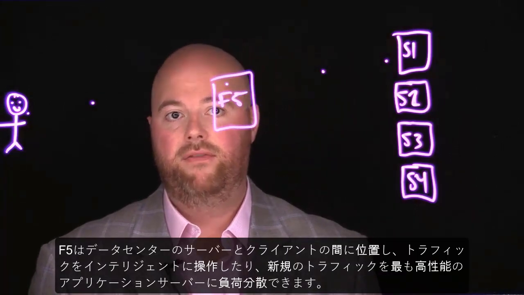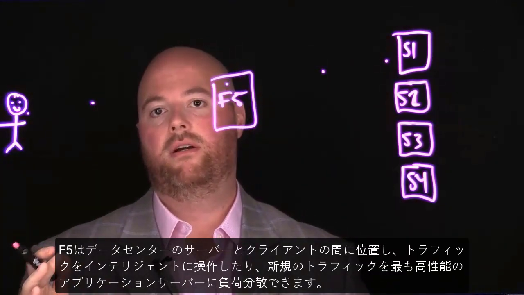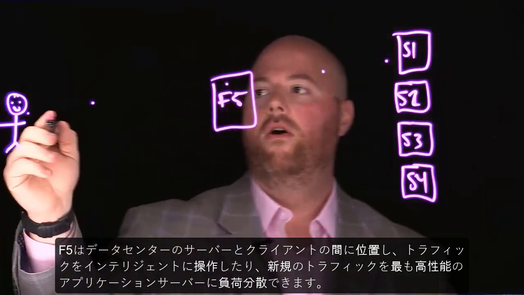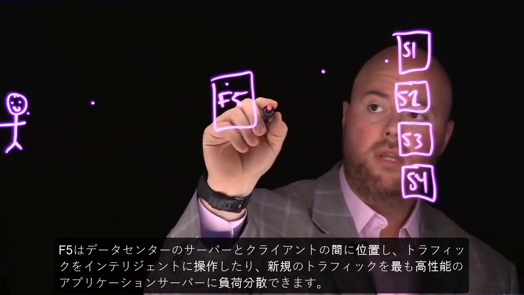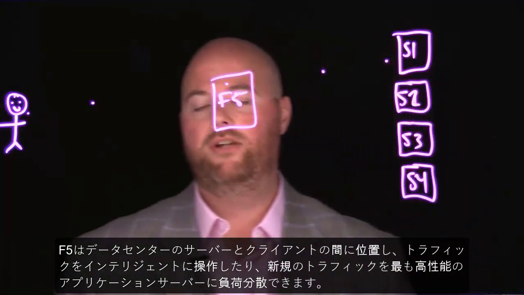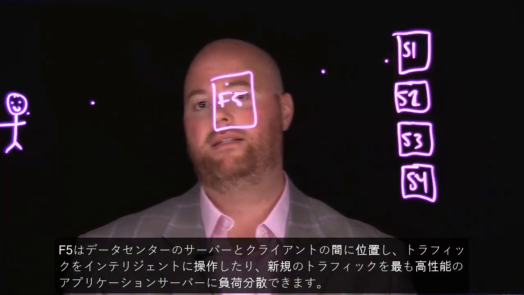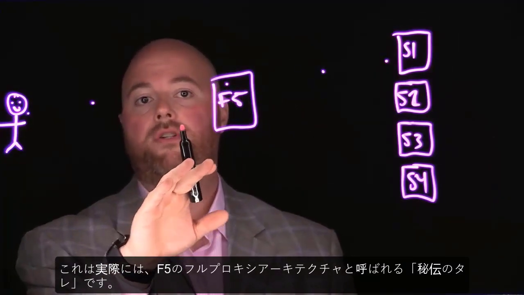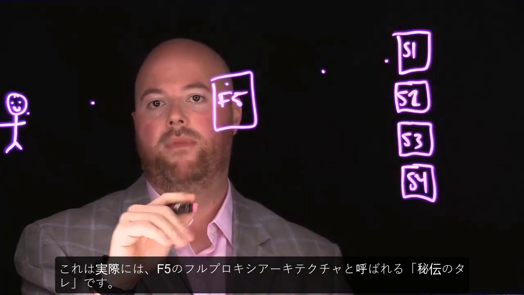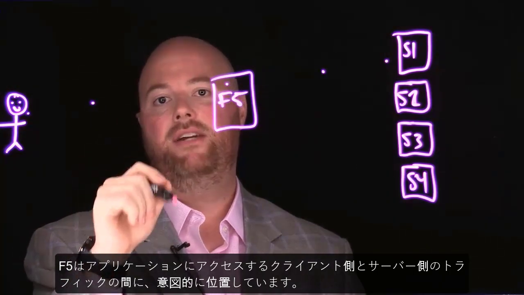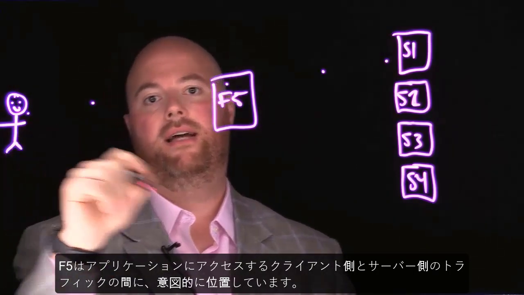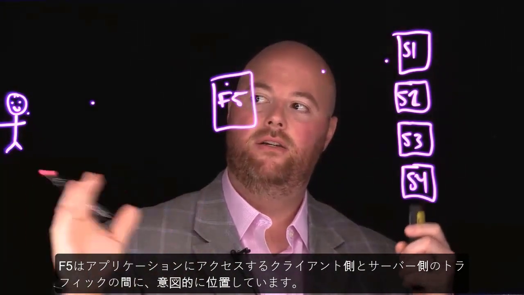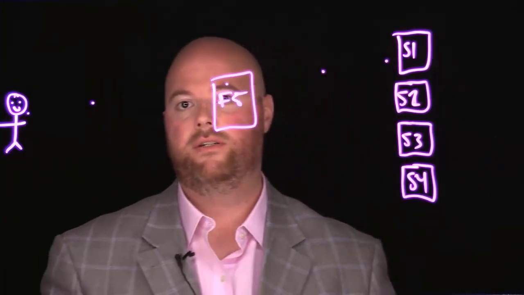Now, F5 sat between the servers from the data center and the clients to intelligently steer or load balance that traffic to whichever application server had the highest capacity to take that new traffic on. This is actually our secret sauce here, which is our full proxy architecture. We sit intentionally between the client side and the server side traffic, trying to gain access to these applications.